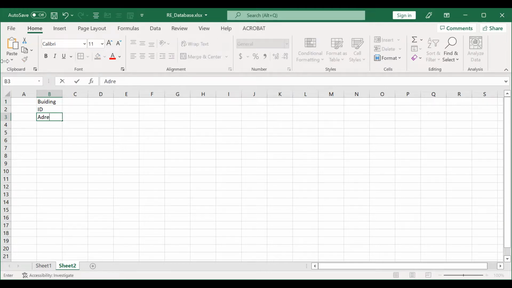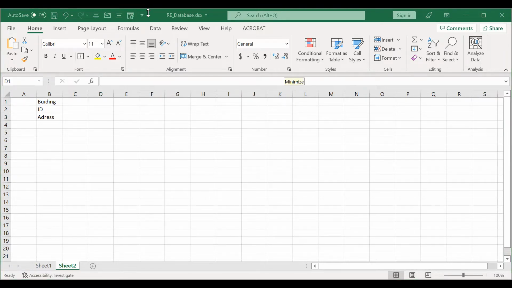Let's say, and with address, it comes city, zip, and so on, right? I'm not going to type it all, but you understand what goes with address. What else do we need for real estate besides the building? Floors, amount of floors. Yeah, that's a good one.